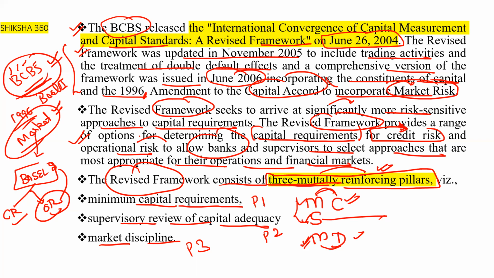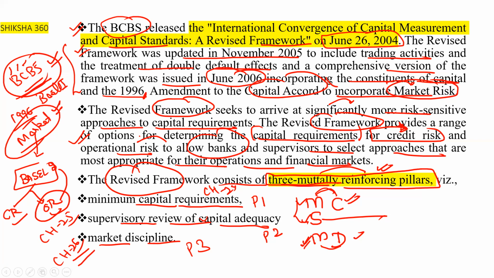1 mark question from that also. In any set you will get 1 question from that. The revised framework consists of three mutually reinforcing pillars. First one is the minimum capital requirement. Second one is the supervisory review of capital adequacy. Third one is the market discipline. Chapter number 24 is based on that, chapter number 25 is based on that, chapter number 26 is based on that. So 3 chapters are on the 3 pillars.